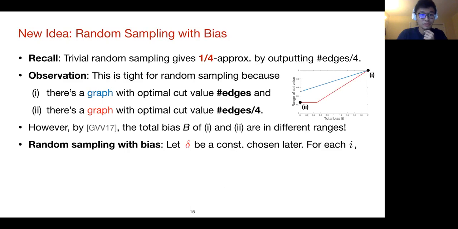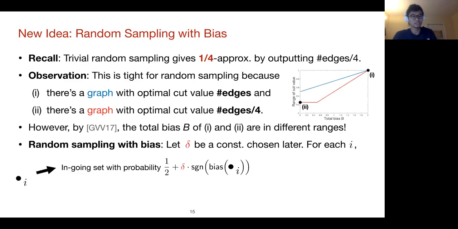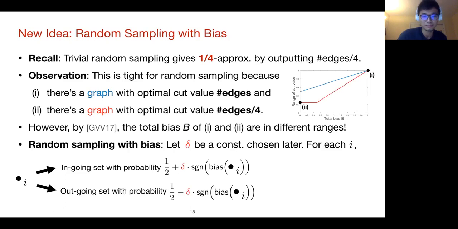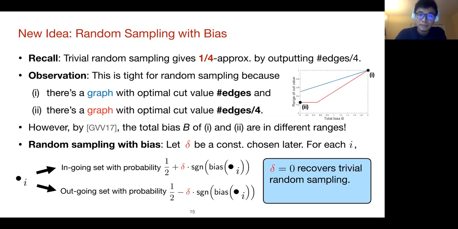So we designed the following random sampling process using bias. For each vertex, we assign it to the ingoing set with probability half plus delta times the sign of the bias, and assign it to the outgoing set with the other probability. You can observe that when delta is 0, this is the trivial uniform random sampling algorithm. And when delta is 1/2, this is the greedy algorithm, assigning the vertex to the ingoing or outgoing set according to the bias. But now we are not doing it deterministically, we're doing a certain biased sampling.